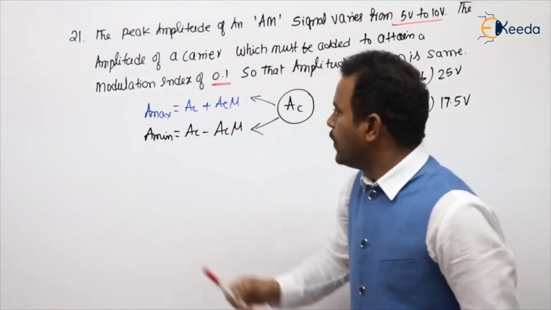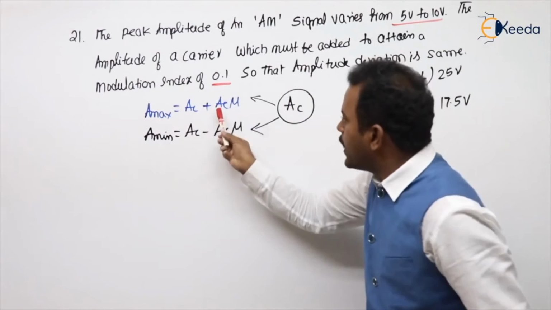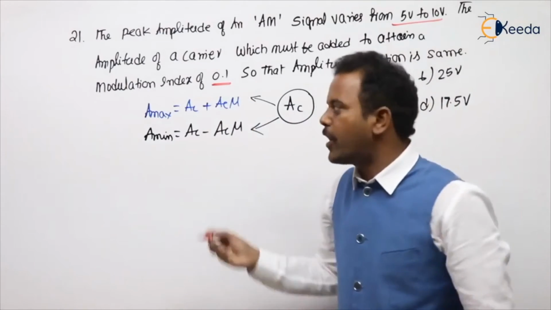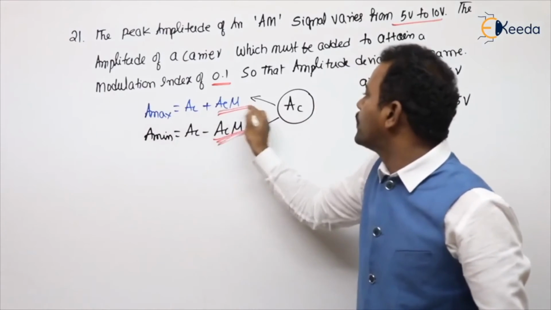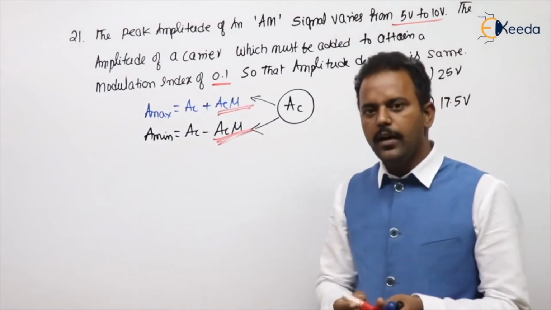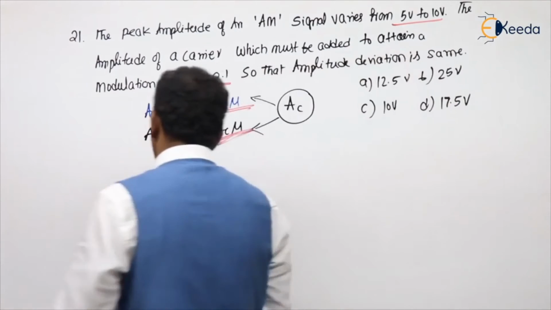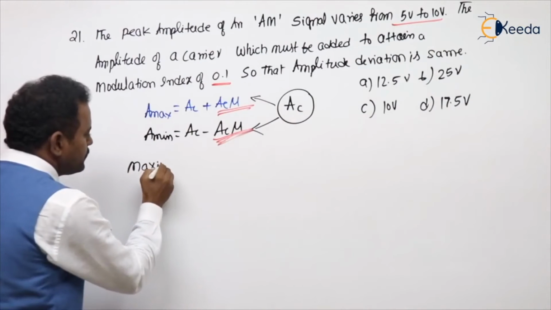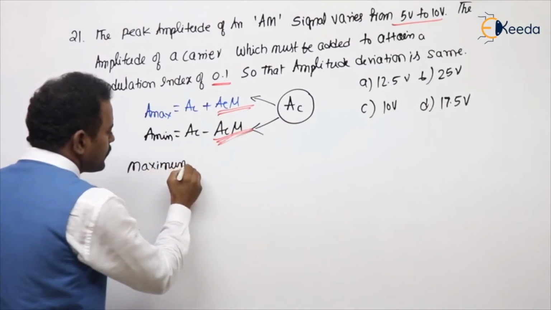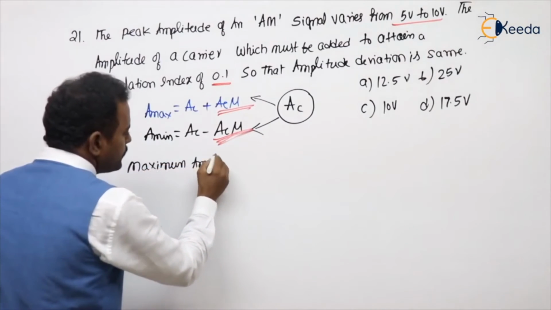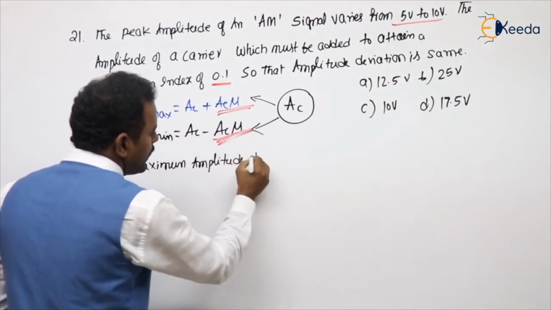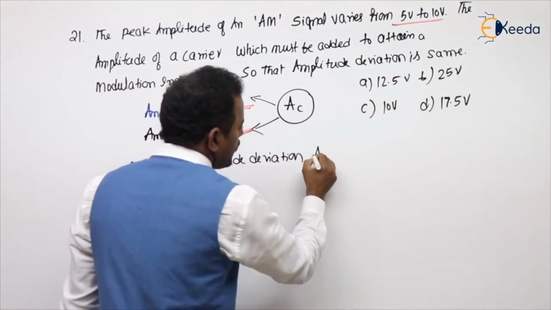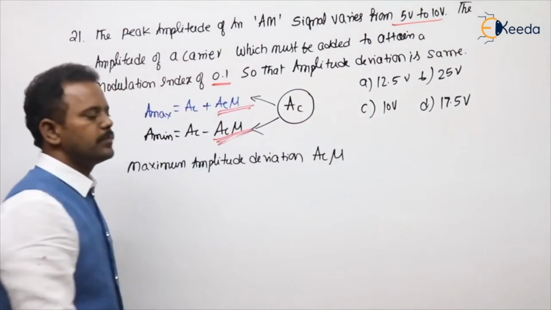Here also, originally AC, maybe AC mu is adding or AC mu is deleting. So what is the maximum change to the amplitude of a carrier? AC mu. That is called maximum amplitude deviation. So, maximum amplitude deviation. What is that, sir? AC mu.